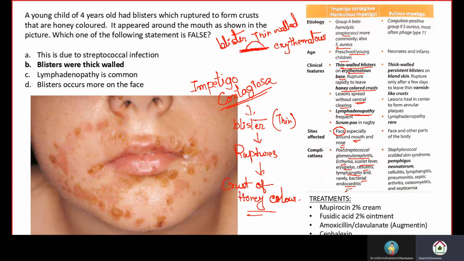Next, bullous impetigo, caused by coagulase positive group 2 Staphylococcus aureus. Mostly neonates and infants are involved. And here thick-walled blisters occur. So thick-walled blisters occur in bullous impetigo.